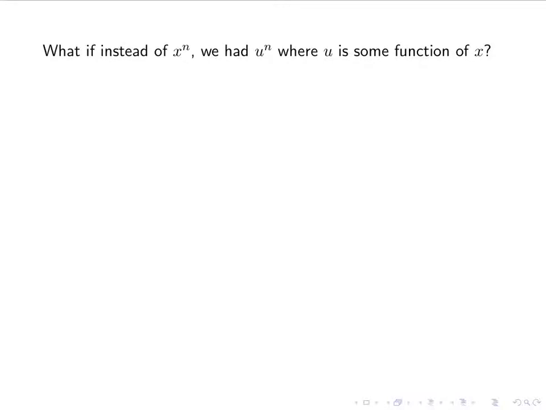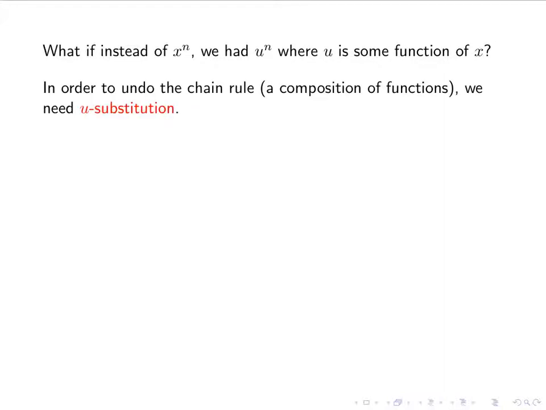What if instead of x to the n, we had u to the n, where u is some function of x? So what we're going to do is we're going to undo the chain rule. Remember, the chain rule is a composition of functions. So something like 2x plus x cubed to the 3rd. I have a function being raised to a power. So again, to differentiate it, we did the chain rule. To integrate it, we're going to do something called u substitution. It starts off very similarly to what we did with differentiation.